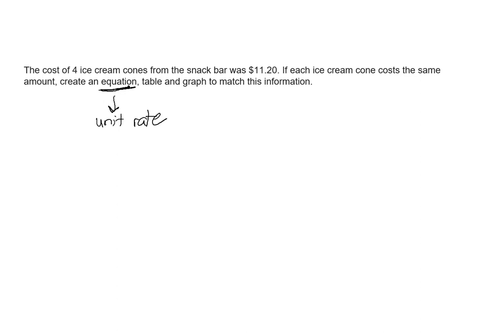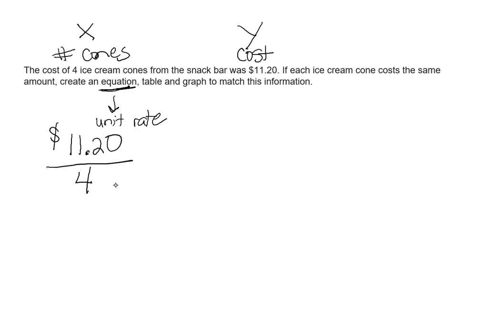So we have cost, and we have number of ice cream cones. Our cost depends on how many cones you purchase. So our cost depends on something, so our cost is dependent. That is our Y value. The number of cones we purchase is our X value. So we have cost $11.20 per 4 cones. To come up with the equation, we need cost per 1 cone.